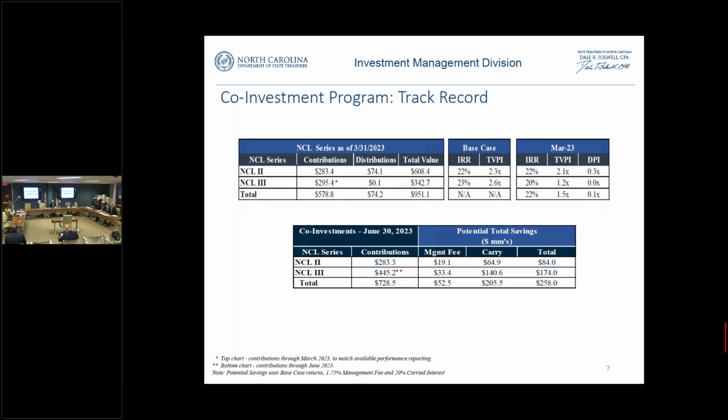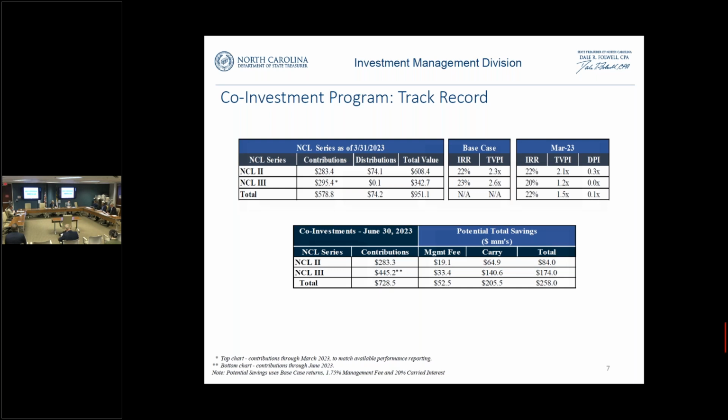In NCL3, we made 9 investments through March 31st, but since then we've done another 4 investments for $150 million. So in total, so far in NCL3, it's 13 investments with 9 general partners. Through March, $295 million deployed, and that value is $342 million. When we look at making these co-investments, we're always looking at downside protection, but then base case returns and potentially what the upside will be. And so we want to look at how we've performed relative to expectations.